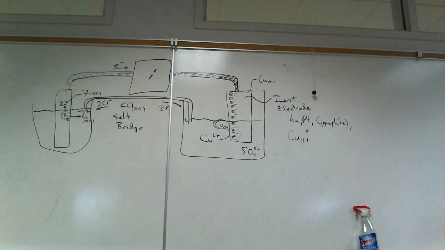What kind of voltage did you guys get? A 1,007? That's 1,007 millivolts. So it'd be about 1 volt. You need to saturate your salt bridge in potassium chloride solution.